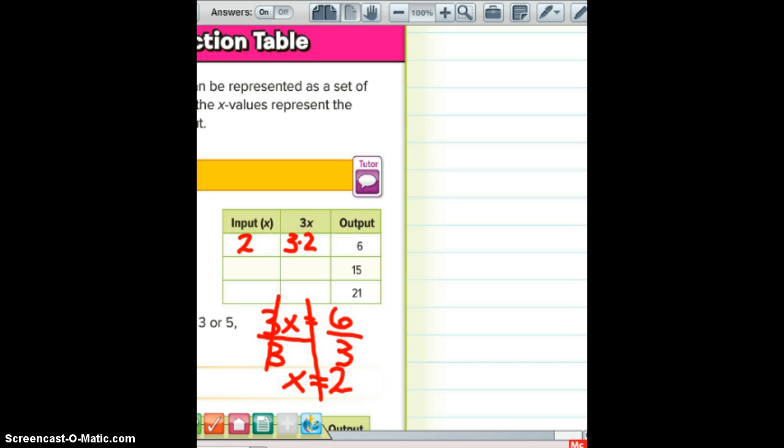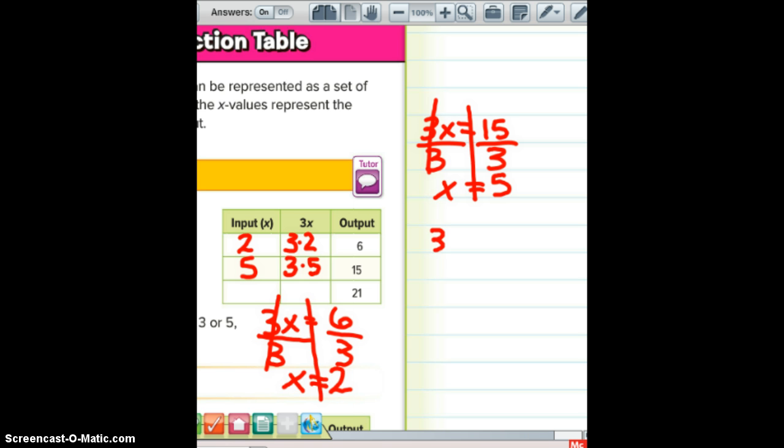Okay, I would have done this 3x equals 15 for our second output. Draw my line, find my variable, being multiplied by 3. How do I undo multiplication? The inverse, division. Whatever I do to one side, I must do to the other side. Cancel out. I'm left with just x. 15 divided by 3 is 5. So hopefully you found that 5 is your input value. And when you check your work, 3 times 5 is indeed 15.